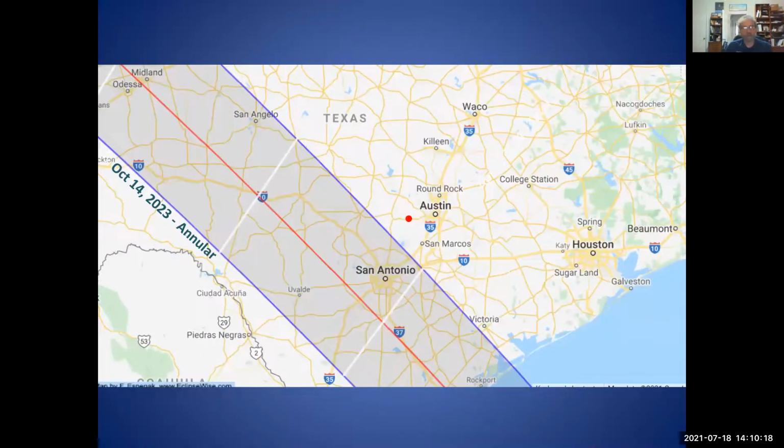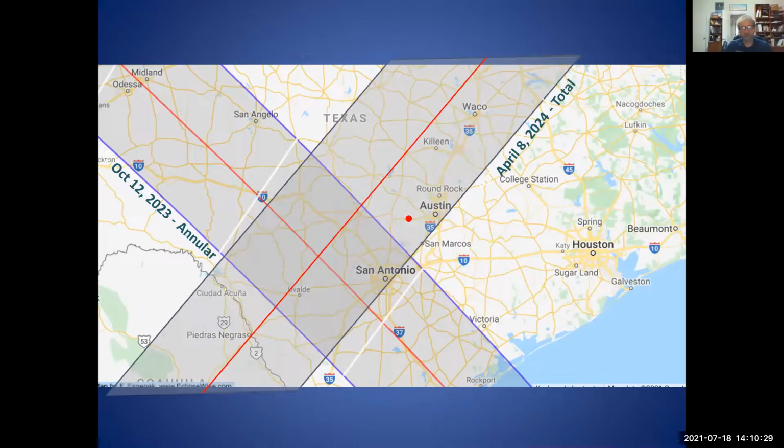Here's the path of the annular eclipse over Texas. It crosses San Antonio. And 6 months later, the total eclipse in April of 2024 crosses Austin and San Antonio, Texas. Also Dallas-Fort Worth, which is above the screen here, out of the field of view. So these are excellent opportunities to do the Baily's Beads experiment.